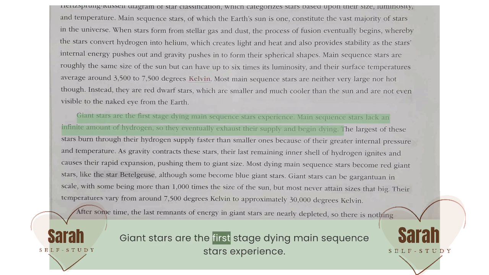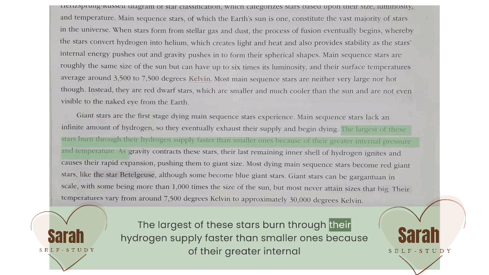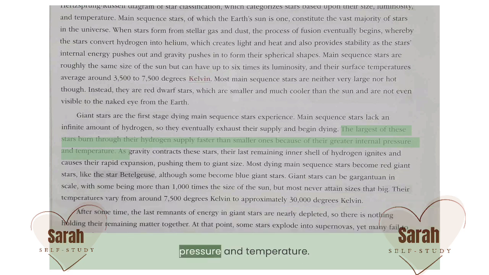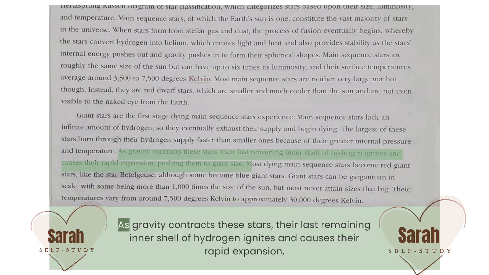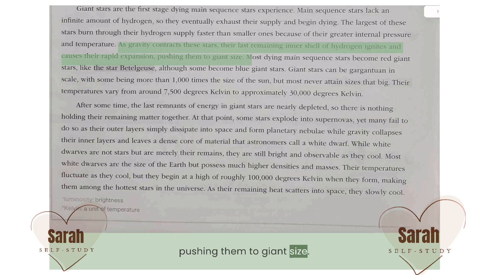Giant stars are the first stage dying main sequence stars experience. Main sequence stars lack an infinite amount of hydrogen, so they eventually exhaust their supply and begin dying. The largest of these stars burn through their hydrogen supply faster than smaller ones because of their greater internal pressure and temperature. As gravity contracts these stars, their last remaining inner shell of hydrogen ignites and causes their rapid expansion, pushing them to giant size.